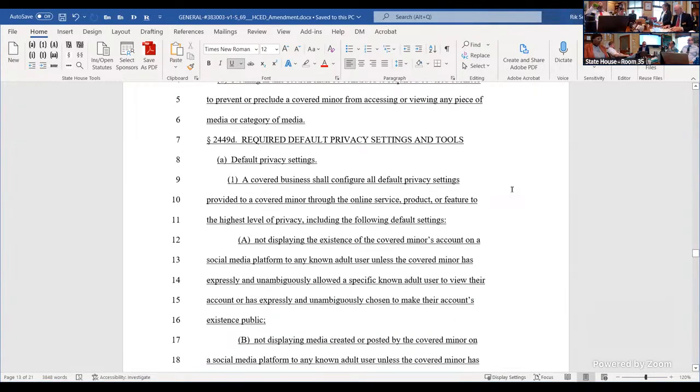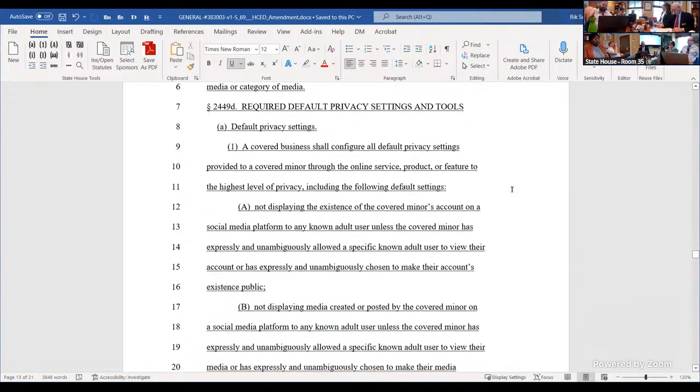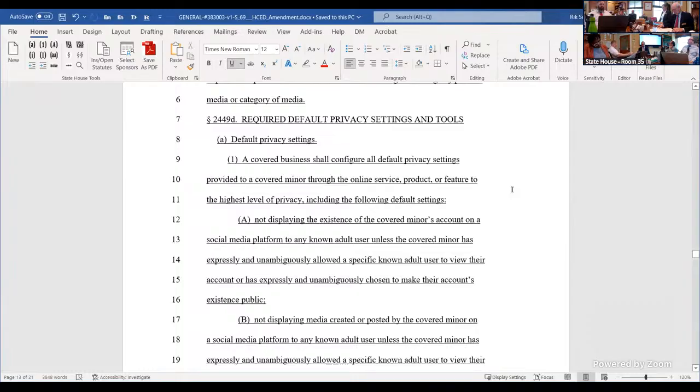Okay, 2449D, you have your required default privacy settings and tools. Default is defined, but I think we all know what default is. It's basically when you download the app and you sign up, what are the pre-selected options for you. So a covered business shall configure all default privacy settings provided to a covered minor. How does a business know it's a covered minor? Well, when you sign up, if you put in your birth date as May 20th, 2010, you're 15, so they know you're a minor. If they don't require your age when you register, then they could use age assurance methods to maybe determine how old you are. Anyway, they shall configure those settings to the highest level of privacy, which include the following settings.